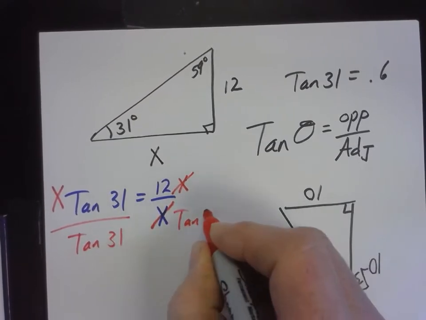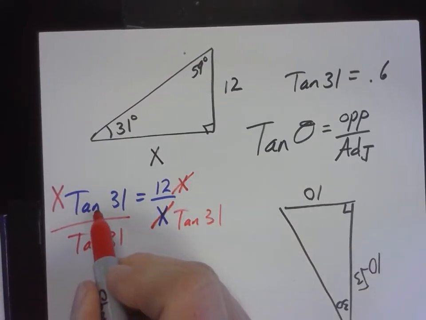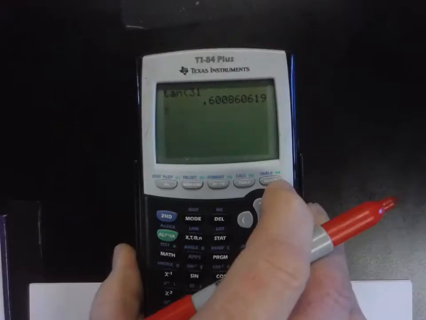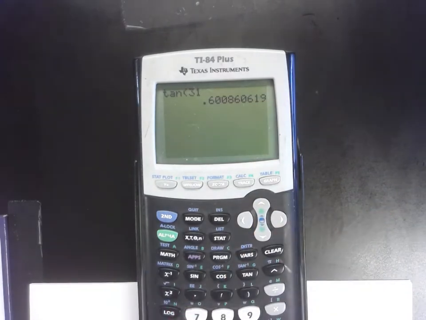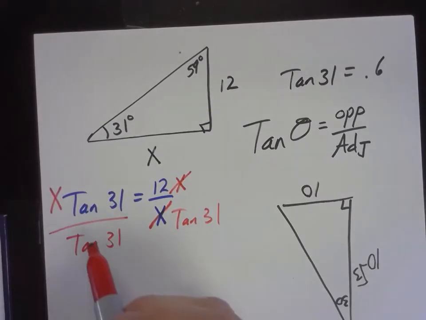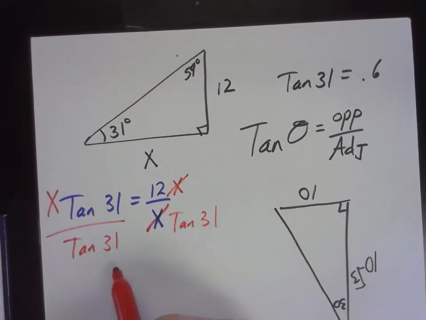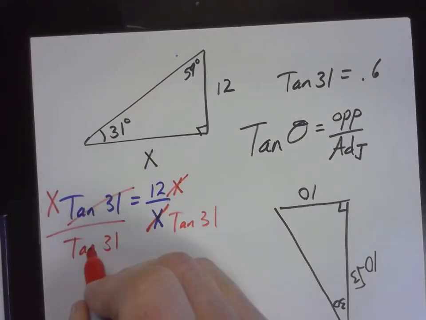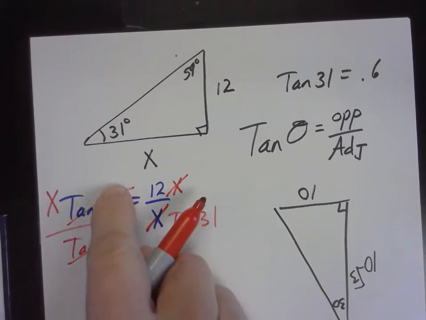Now remember, the tangent of 31 degrees is just a number. I don't want to do the tangent of 31 degrees and round it off and then use it later. I don't want to do that. So what I'm going to do is divide both sides by the tangent of 31. Whatever that number is, it's going to cancel right here.